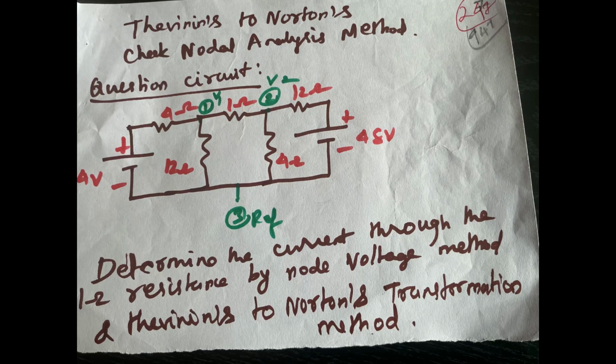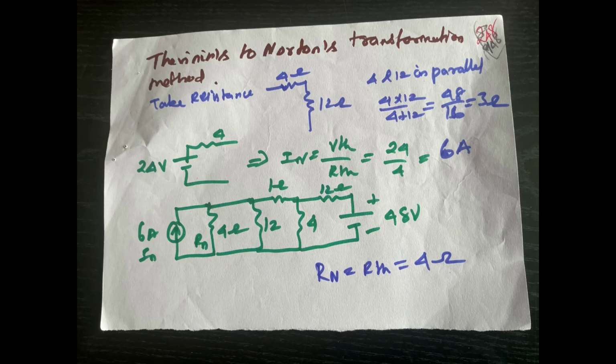resistance calculations. Then we go to the next page. The 4 ohm and 12 ohm are in parallel between the sources. So 4 into 12 divided by 4 plus 12, that is 3 ohm. VThevenin divided by RThevenin is 24 divided by 4, that is 6 ampere.